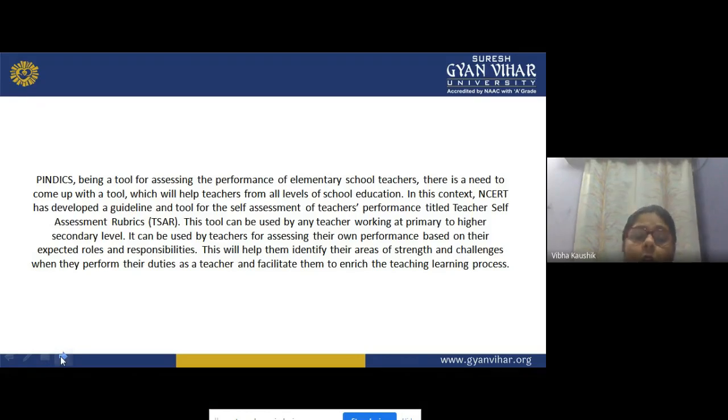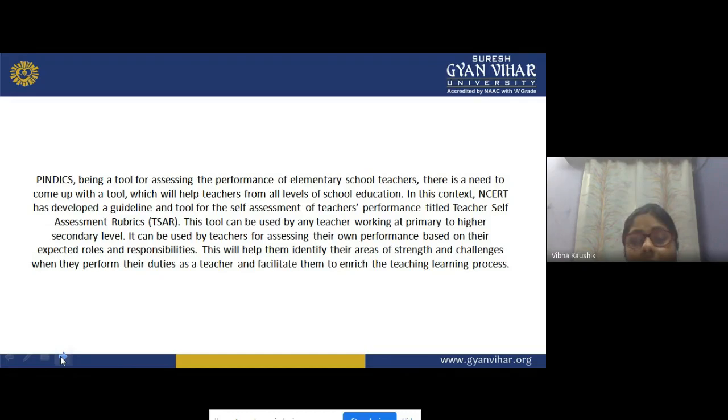The main area of assessment of the teachers in this tool is assessing their performance, meaning how they are performing and how they are involved in the teaching learning process based on their expected roles and responsibilities. What are their responsibilities and what are their roles? This will help them identify their areas of strength. By applying this tool, they will be able to know, yes, these are my strengths and challenges. In these areas, I have to work hard when I perform my duties as a teacher.